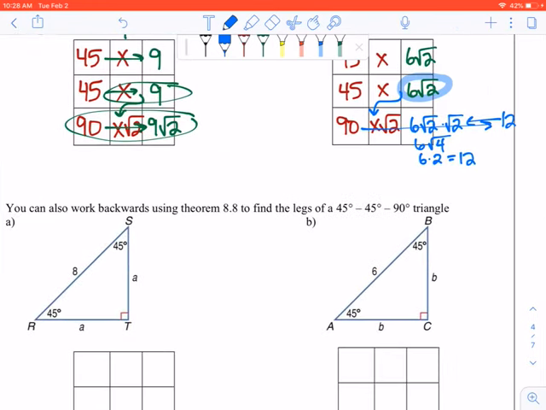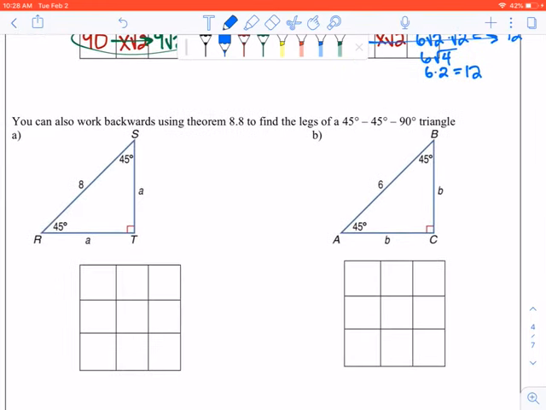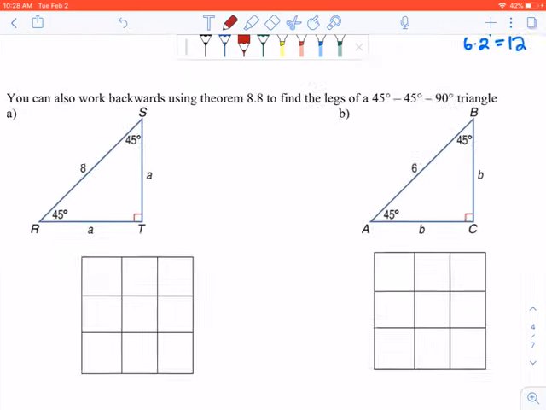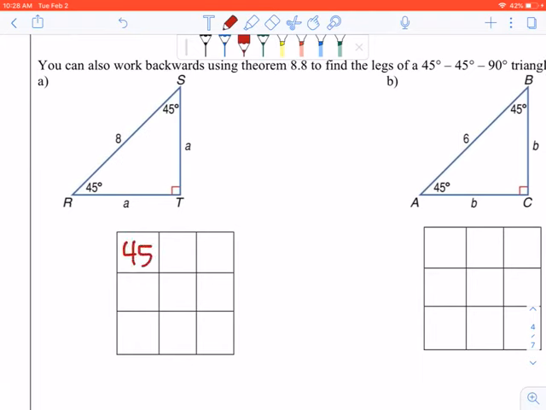All right, let's do a couple others so we can work backwards. In those previous two, we were given the legs and we were finding the hypotenuse. In these two examples, we're given the hypotenuse and now we need to find the legs. So I'm going to again just start by filling out my chart. 45, 45, 90, x root 2. That's always going to be the same. That's never going to change.